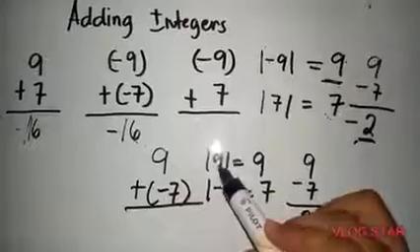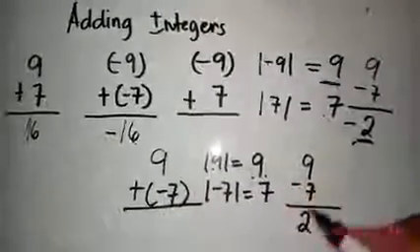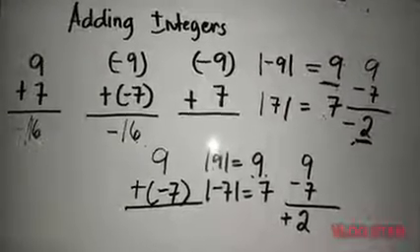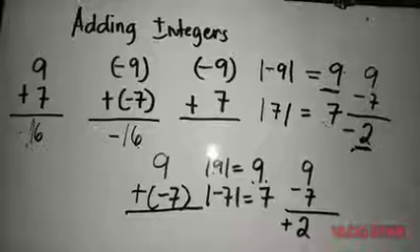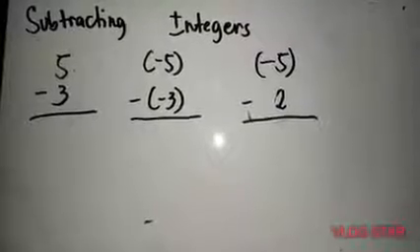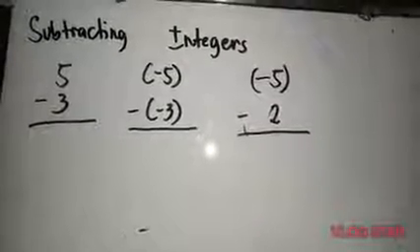So you can see that 9 has greater absolute value and its sign is positive. So this is positive 2. So that's how we add integers. This time, let's proceed to subtracting integers.